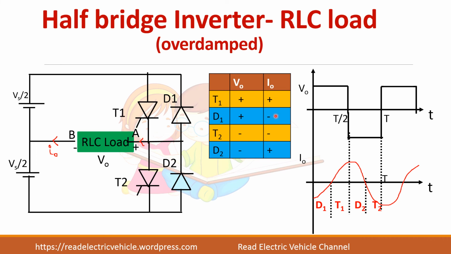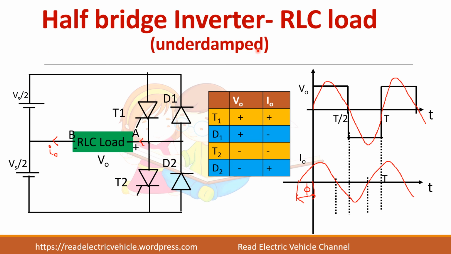So this table remains the same. You can check it. For D1, plus voltage, minus current. For T1, plus, plus. Minus, plus is D2, and both minus is T2. So the table remains the same, the voltage waveform remains the same, only the shape of the current waveform changes based on the values of R, L and C.